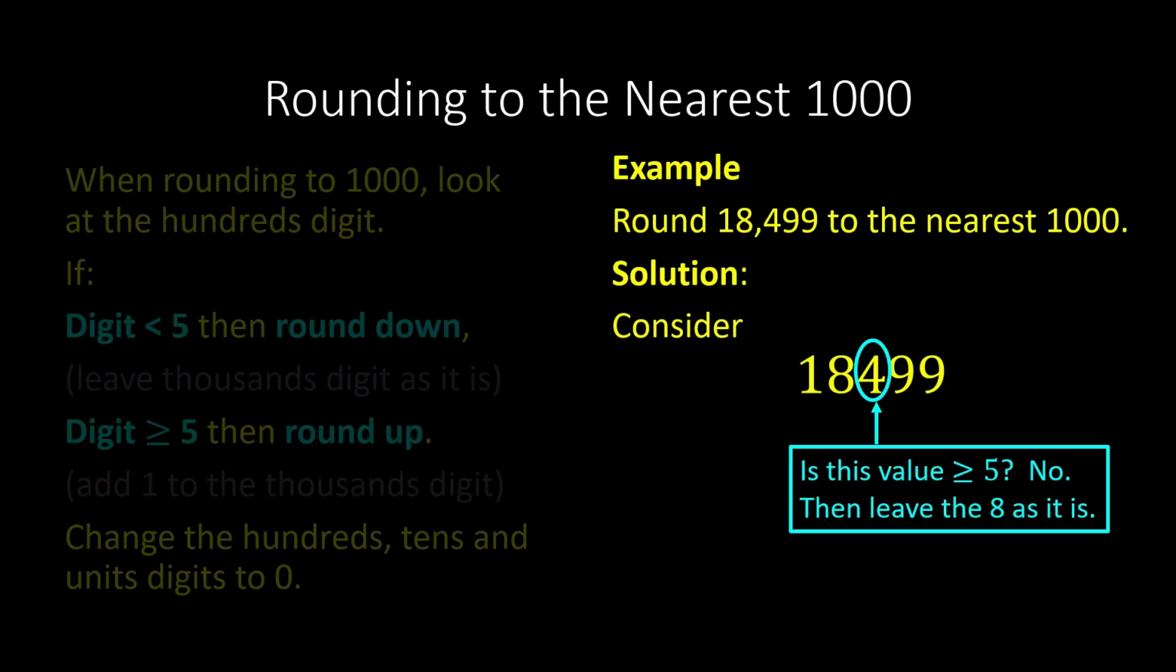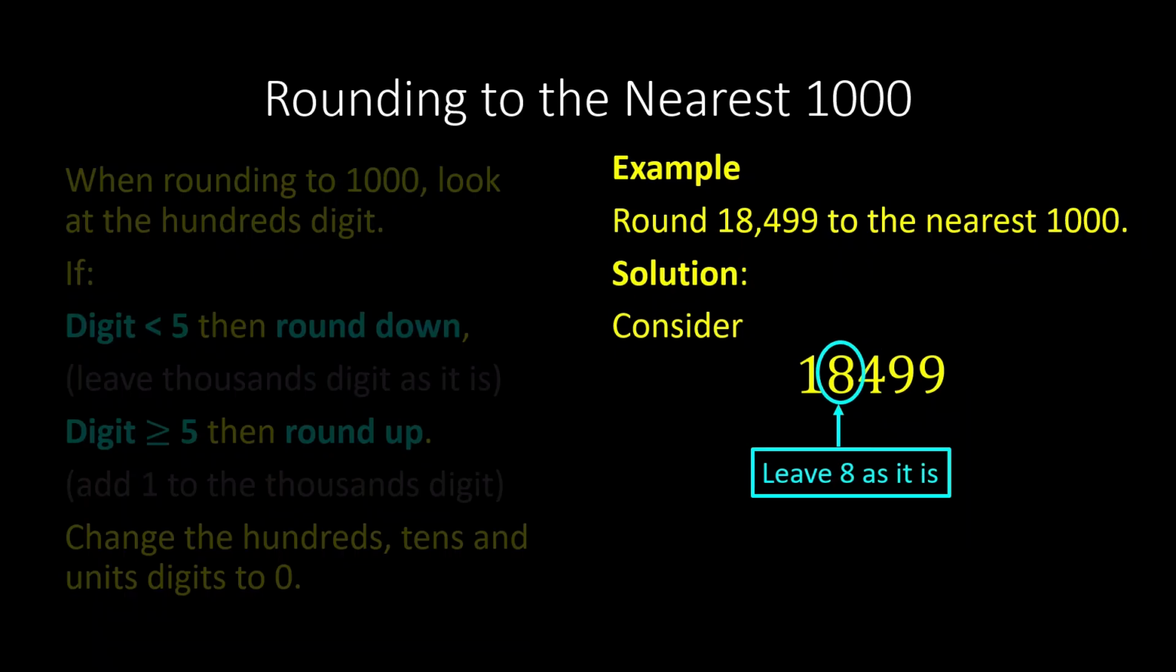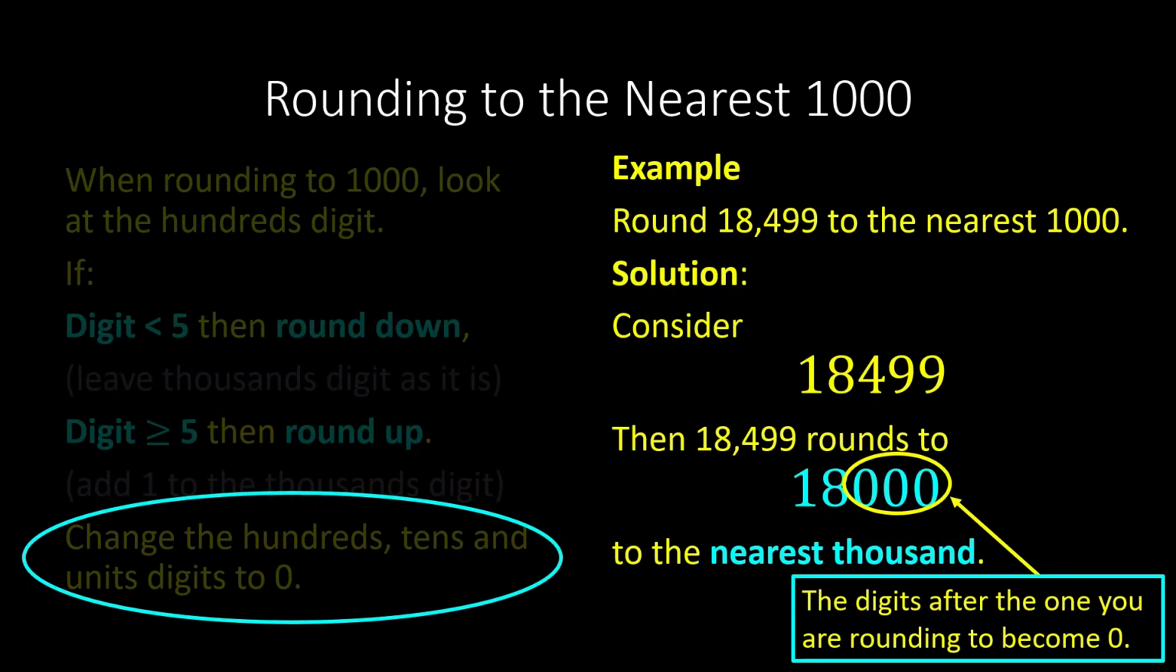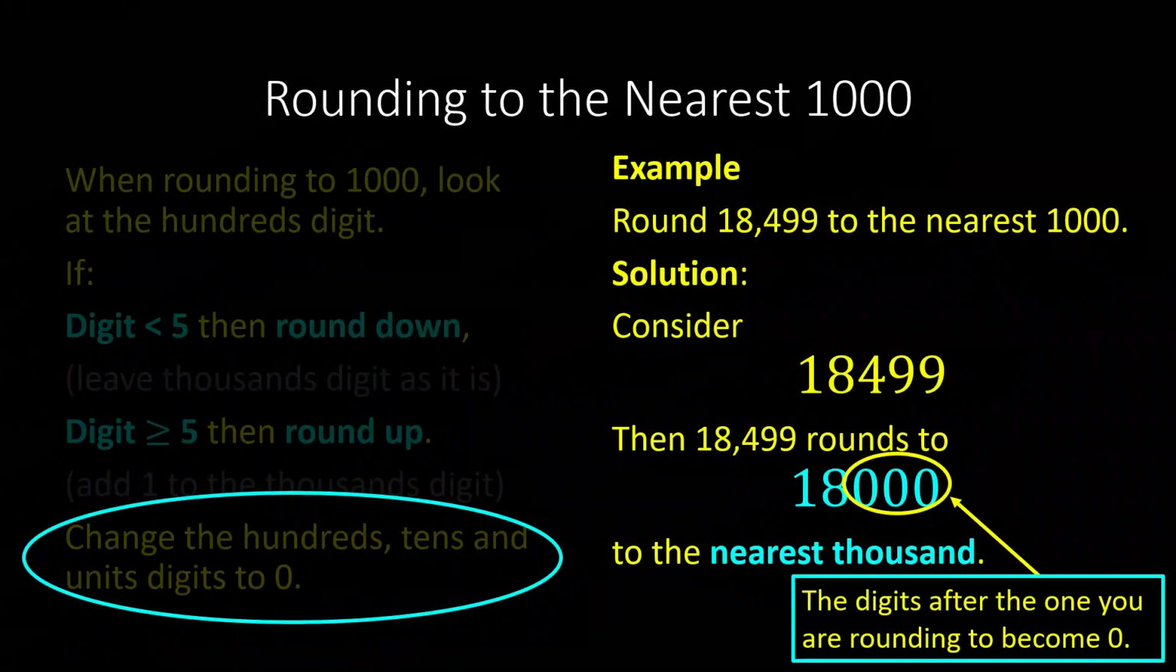We're asking the question, is this value greater than or equal to 5? And clearly 4 is not greater than or equal to 5. So therefore we leave the 8 as it is. And so 18,499 rounds to 18,000 to the nearest thousand. Notice the units, tens, and hundreds have all become 0.